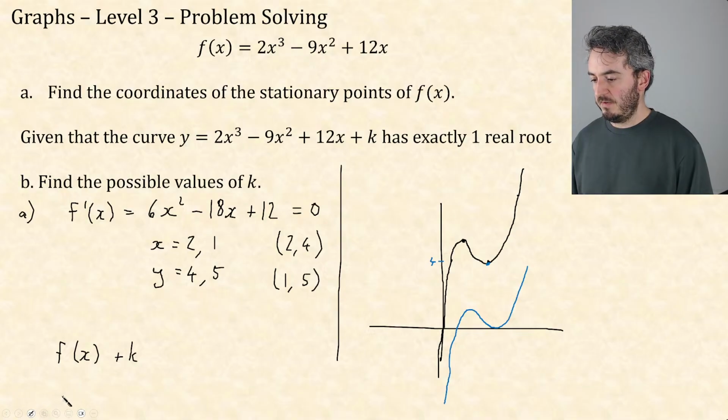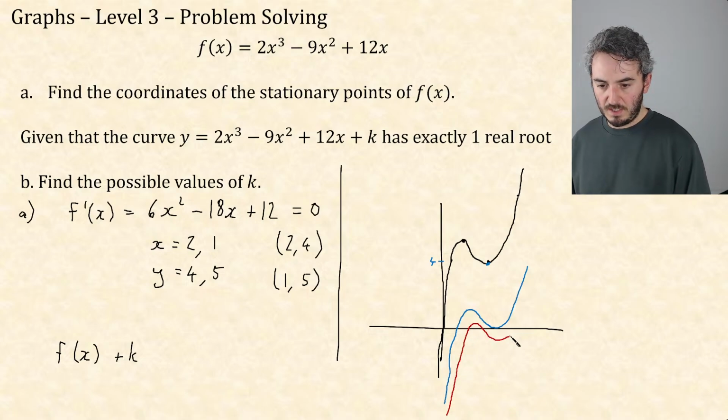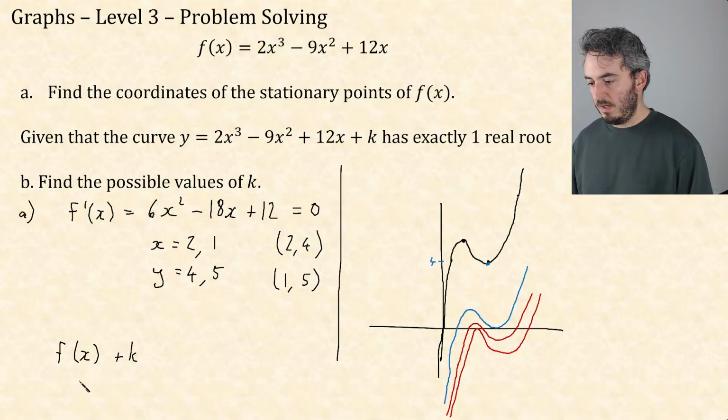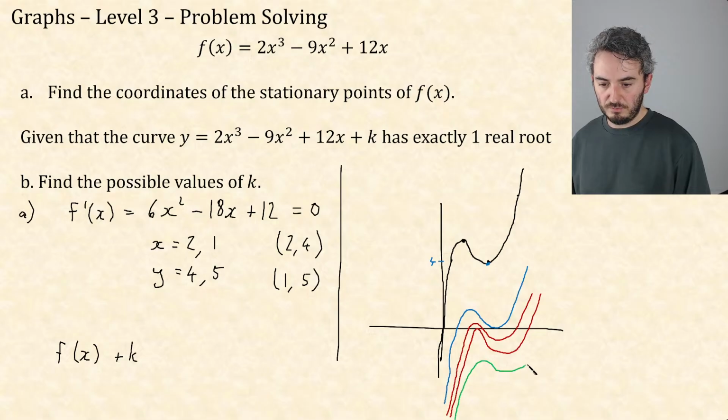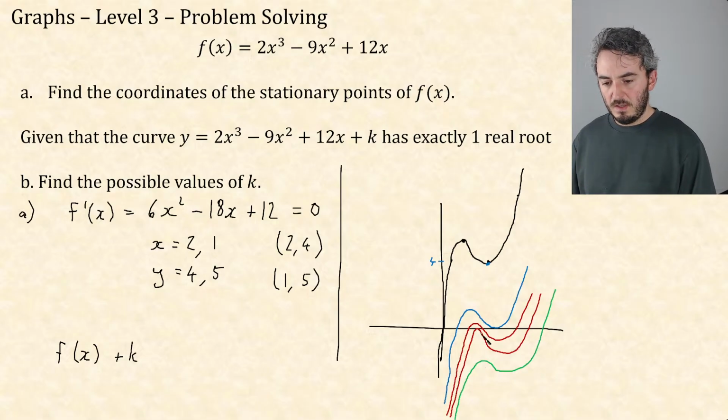If I keep on shifting it down, I could shift it down so far that I've got 3 roots like this. If I shift it down a little bit more, I'll have 2 roots like that. And then finally, if I shift it down by enough, I'll have just 1 root again. So how far would I need to shift it down to get this point here?